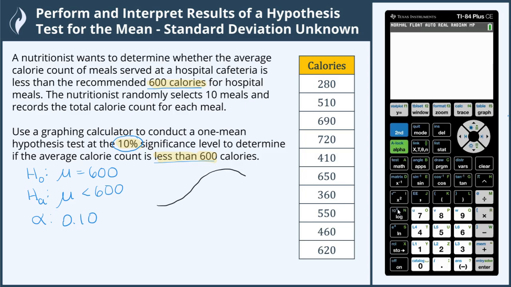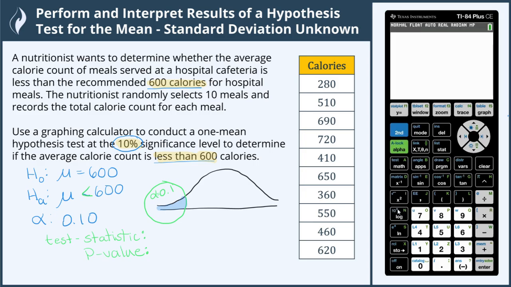I like to visualize what's going on with the hypothesis test. So I'm going to draw a normal curve. And we see that the alternative hypothesis is a less than, which points to the left, which means we're doing a left-tailed test. And we have a significance level of 0.1, which is the area under here. And we need to go find the test statistic and also the p-value so that we can compare it to alpha.